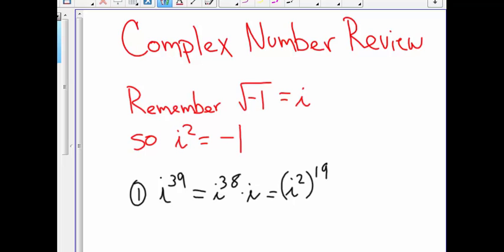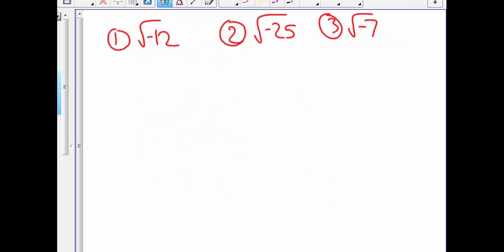So now, since we have i squared to an odd power, we know that will create a -1. So you have -1 times i, which simplifies to -i. Make sure you know how to do this. You will definitely see this on the ACT, the SAT, some sort of standardized testing.